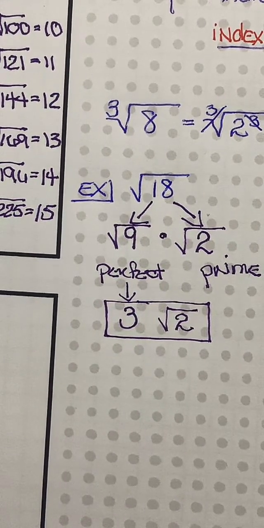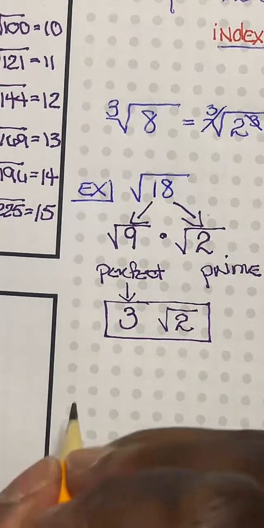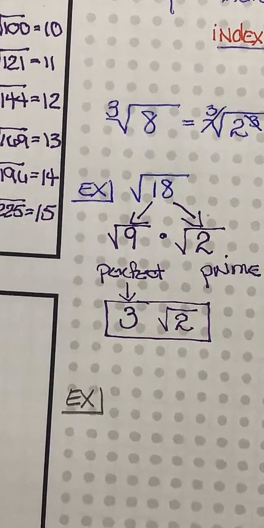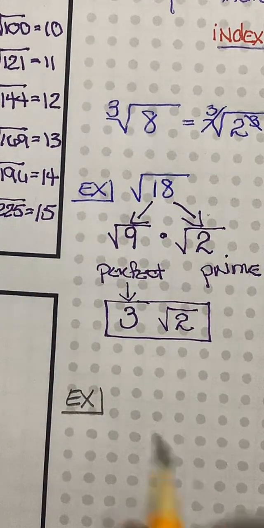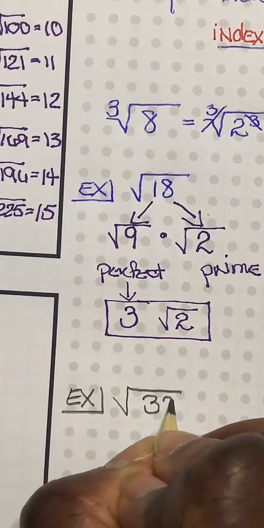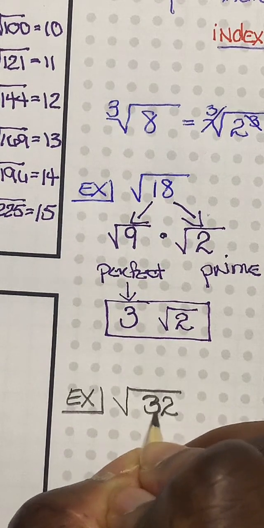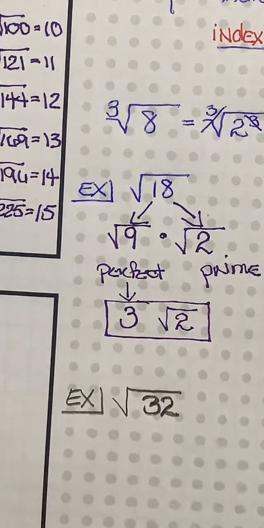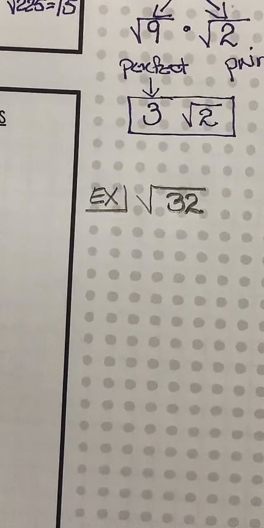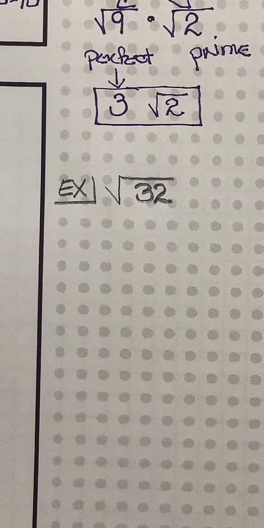Let's try another one. So let's say we have the square root of 32. I always get several different answers for this one. So the square root of 32. Right now we're simplifying radicals.